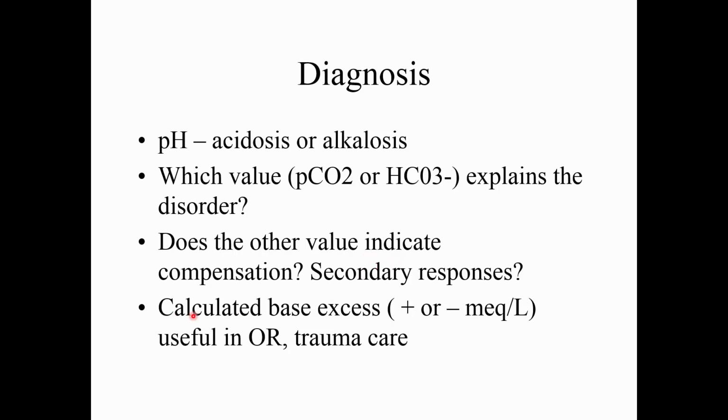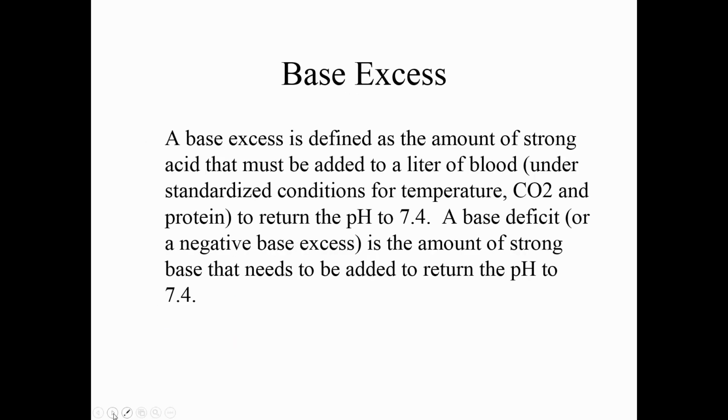You also could calculate a base excess, a positive base excess or a negative base excess, and that would give you more characterization of someone's acid-base disorder. A base excess is defined as the amount of strong acid that you have to add to a liter of blood, and you have to standardize that for temperature and CO2 and protein and that sort of thing. That would return the pH to 7.4.